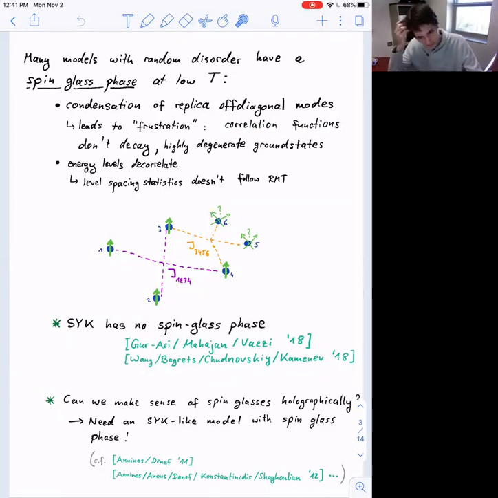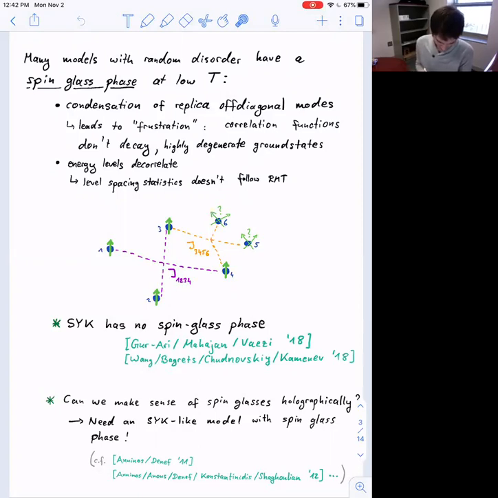All right, I don't think there's a very general understanding of the conditions under which a disordered system has such a spin glass phase. It's still a very hard problem. But it's kind of generic, and many systems do have this feature. As you cool them down, this frustration kicks in. And then it's kind of surprising that the SYK model actually does not have such a phase. I have some recent work written down here where people analyzed this question in SYK, and they concluded that there is no spin glass phase.